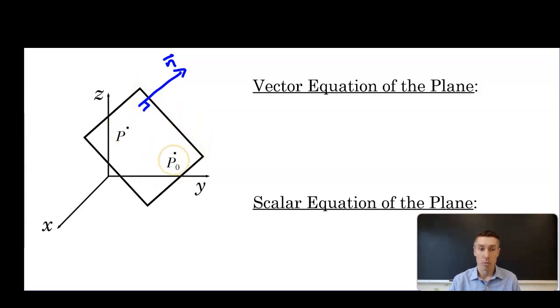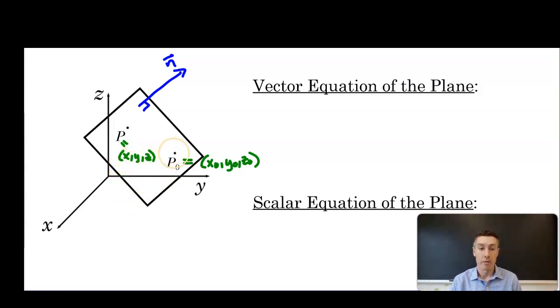Now, we have 2 points on the plane defined. P naught is a fixed point, a point we know. So we'll define that as x naught, y naught, z naught. That is the point we know. And now point P we're using to represent a general point on the plane. So we'll define that as x, y, z.